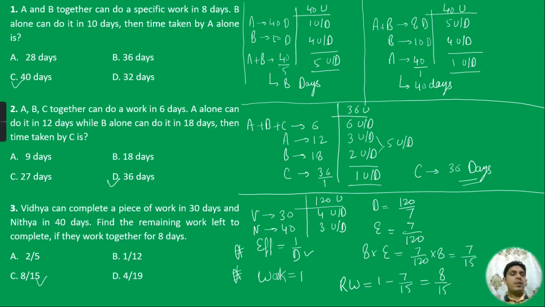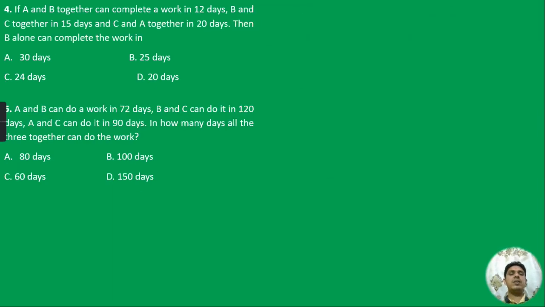Right? Okay. Coming to the next question, question number 4, and this is the second type of question. So what is the question? The question says that if A and B together can complete a work in 12 days, B and C together in 15 days, C and A together in 20 days, then B alone can complete the work in how many days?